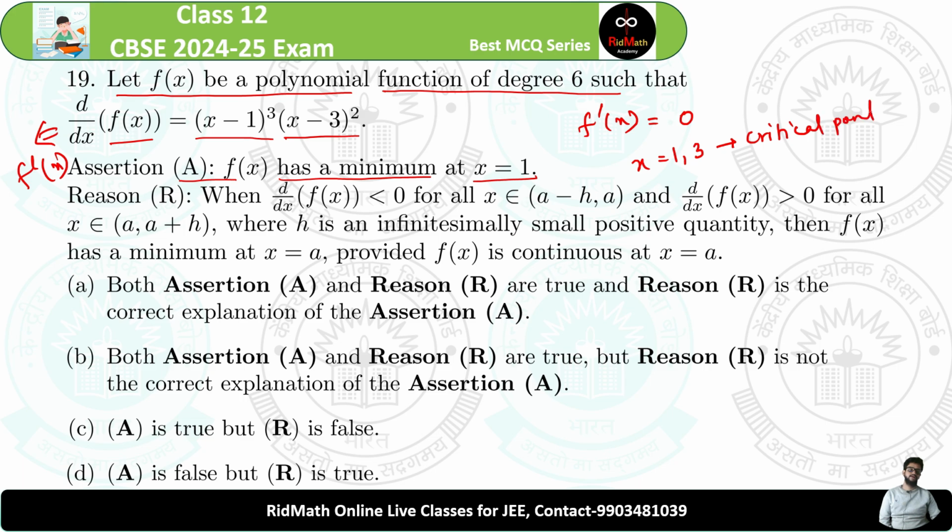Okay, now we have to find f double dash x. What is f double dash x? F double dash x is 3x minus 1 whole square into 2x minus 3. Now this is equal to 6x minus 1 whole square and x minus 3.